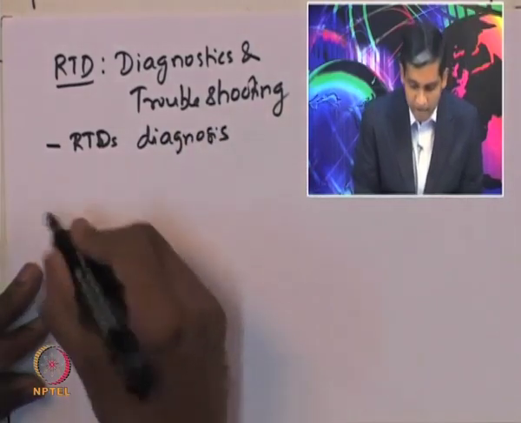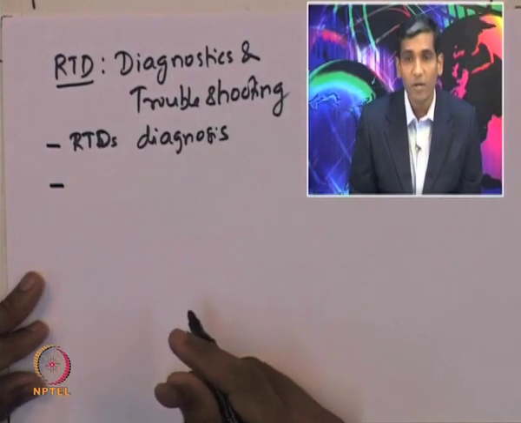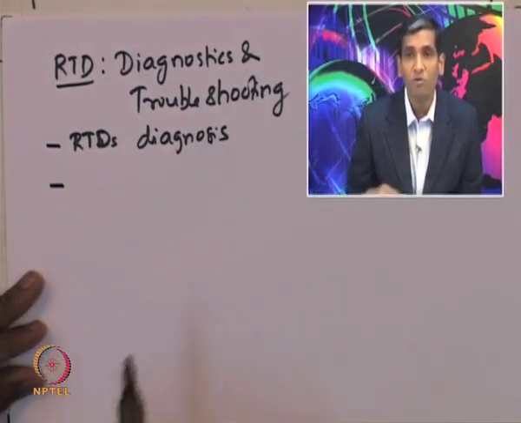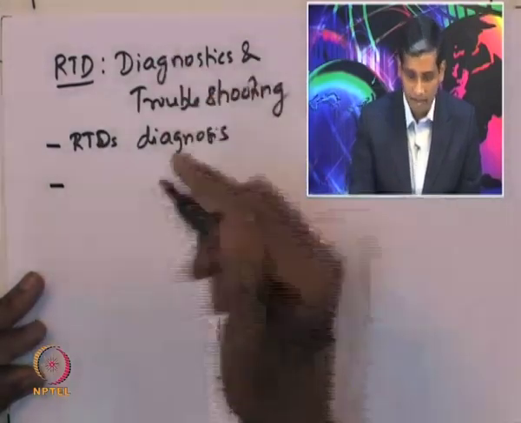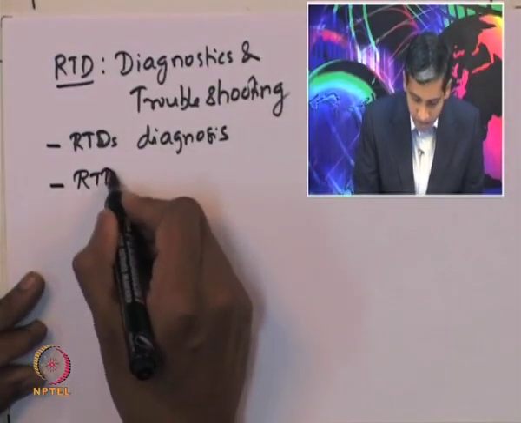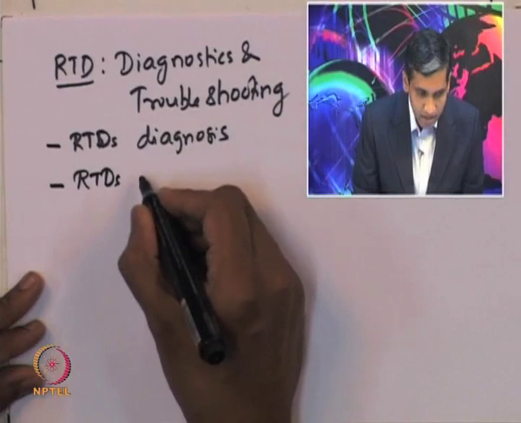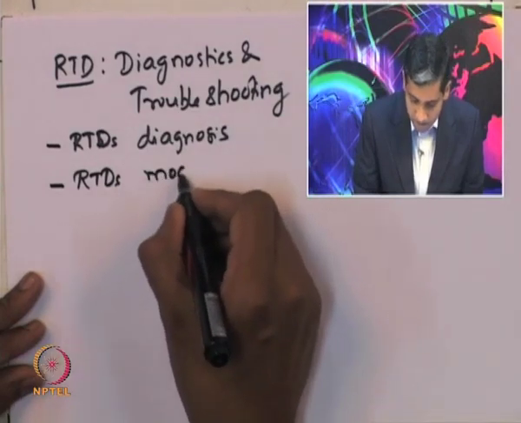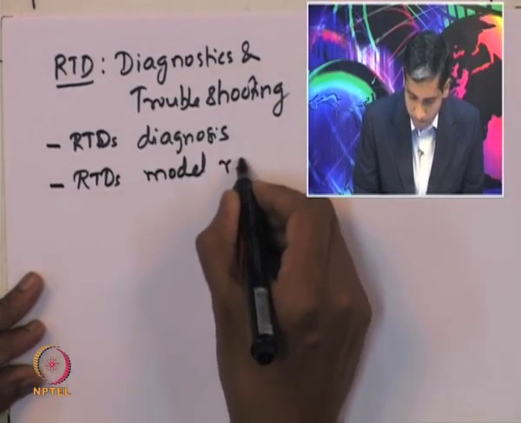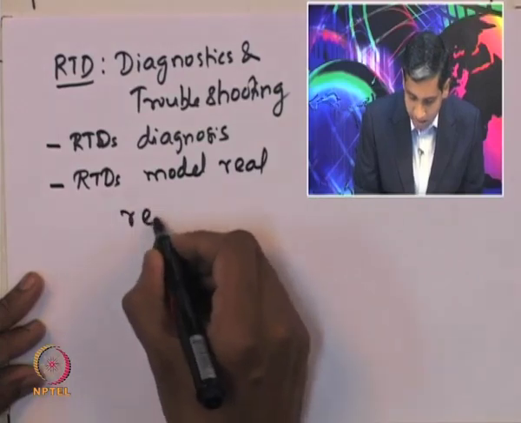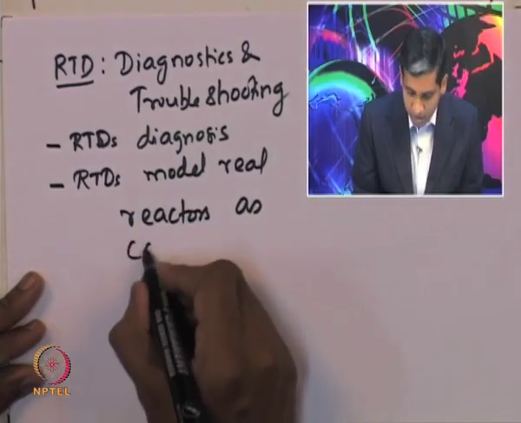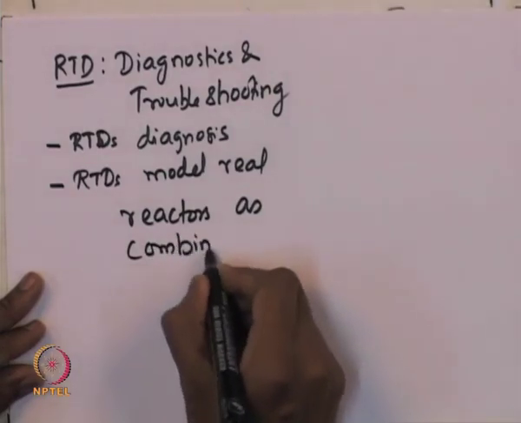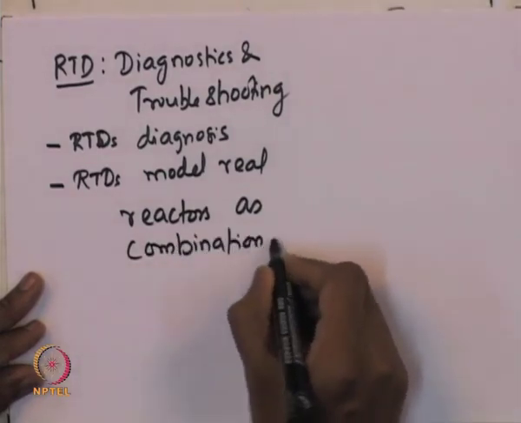And not just that, RTD functions can also be used to model the real reactor as a combination of ideal reactors. So, RTDs play a huge role in modeling real reactors as combinations of ideal reactors.